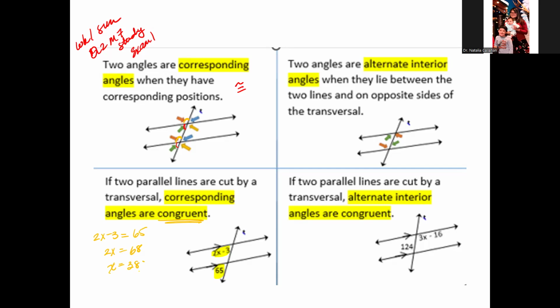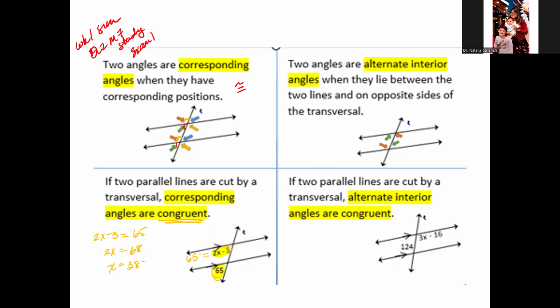Okay, so x equals 38. That's not your answer. Do you understand? This angle is 65. So do we know what this angle is going to be, though? These 2 are equal angles. So this is 65. This is also going to be 65 degrees. Do you see that?